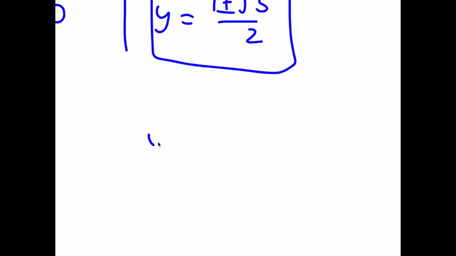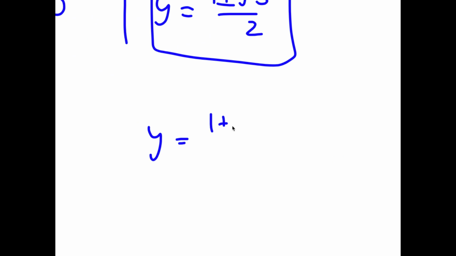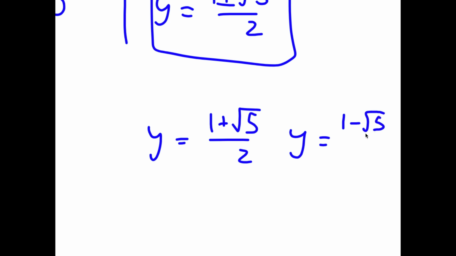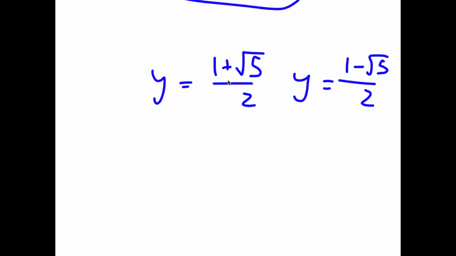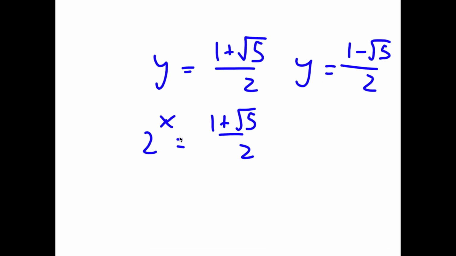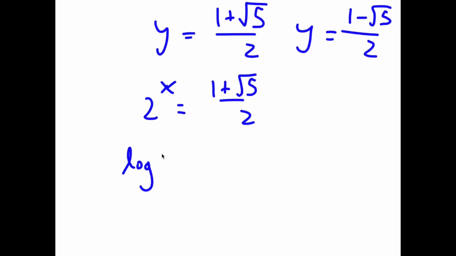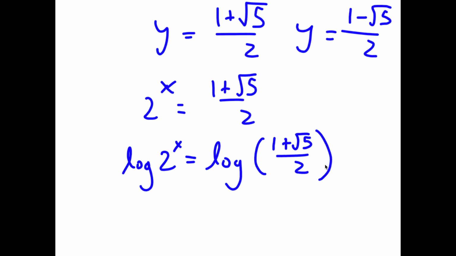Now I have y is equal to (1 plus the square root of 5) over 2, and I have y is equal to (1 minus the square root of 5) over 2. So for y equals (1 plus the square root of 5) over 2, I have 2 to the power of x is equal to (1 plus the square root of 5) over 2. And if I take the log on both sides, I have log 2 to the power of x is equal to log of (1 plus the square root of 5) over 2.